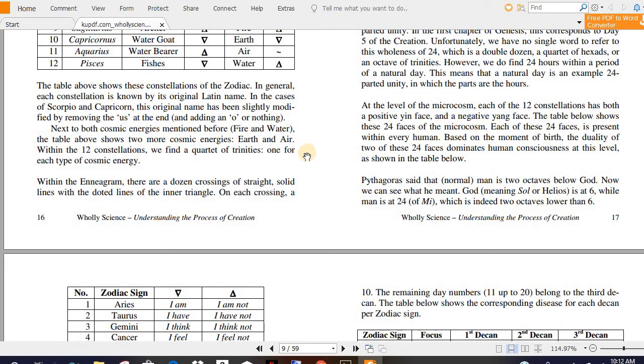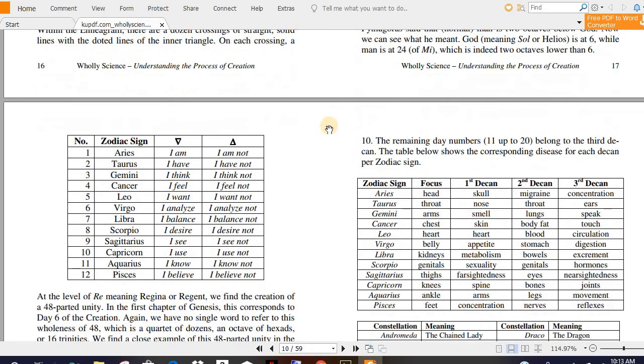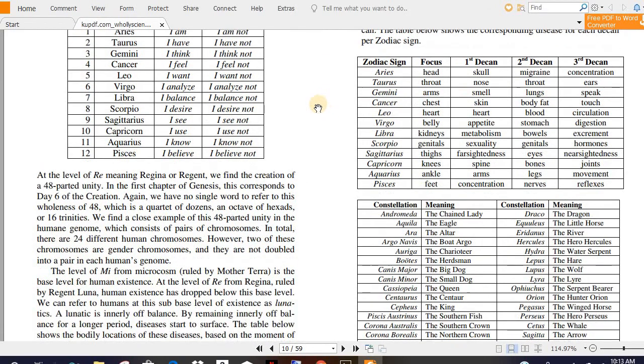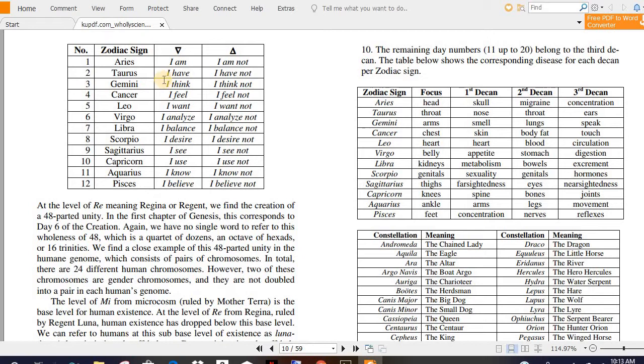Pythagoras said that normal man is 2 octaves below God. Now we can see what he meant. God, meaning soul or Helios, is at 6, while man is at 24, me, which is indeed 2 octaves lower than 6. Damn, Pythagoras, where you get them brains at, cuz? Here we go. Aries, I am not. Cancer, this is me. I feel not. Well, that's definitely me. I'm all about them feelings.